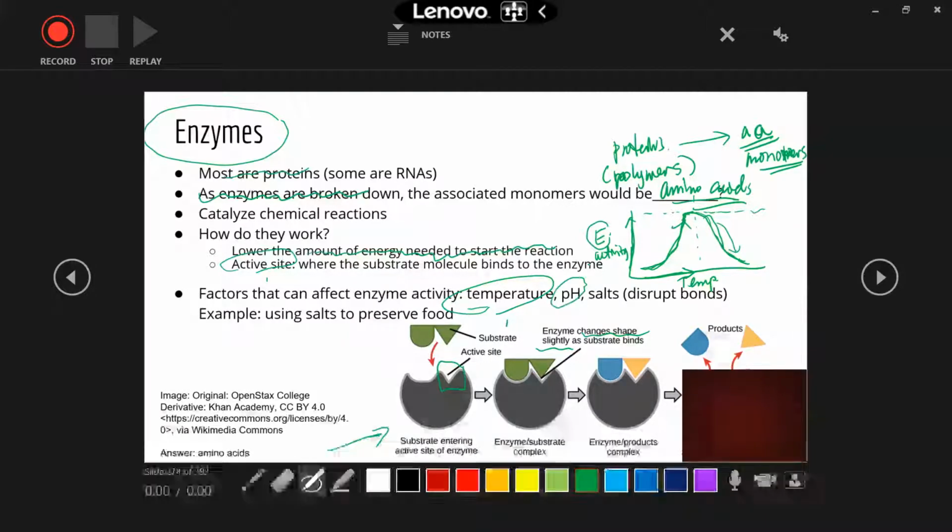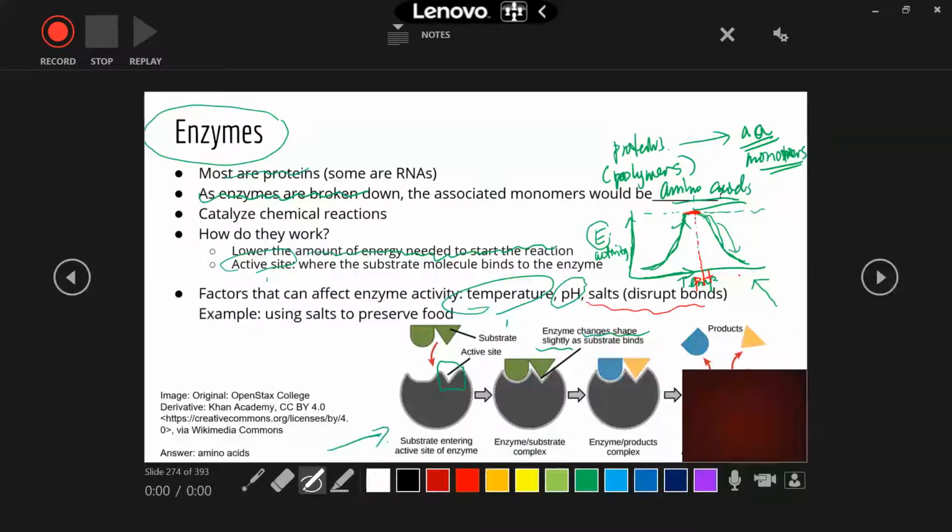pH also affects enzyme activity. Usually, specific enzymes will have their optimal pH. So similar to this temperature graph, right? If the pH is at the optimal pH for the enzyme, then enzyme activity is going to be the highest, right? So on both sides of the optimal pH, the enzyme activity will decrease.